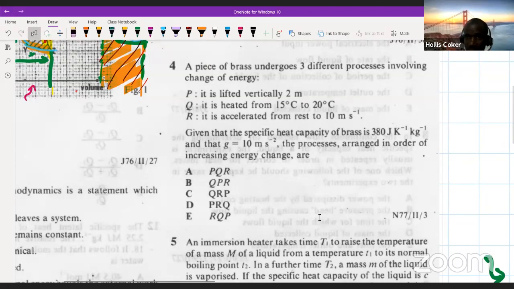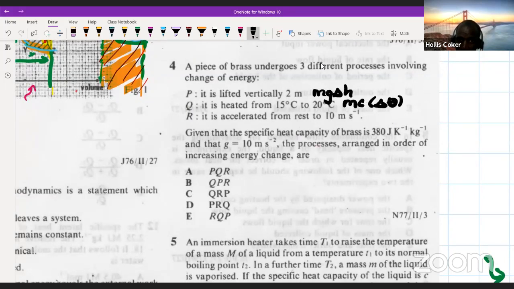energy change are, well, let's compare the 3 processes, right? The 3 processes are telling me, first of all, that P is lifted vertically by 2 meters. Energy to do that is what? Energy to do that is m times g times delta h. Q is heated from 15 to 20 degrees Celsius. Energy to do that is equal to m times c times delta theta. R is accelerated from rest to 10 meters per second. That's change in kinetic energy. That'll be therefore half m into v squared minus u squared, right? Half m v squared, final kinetic energy, half m u squared, initial kinetic energy.